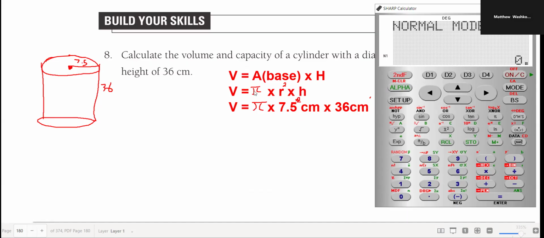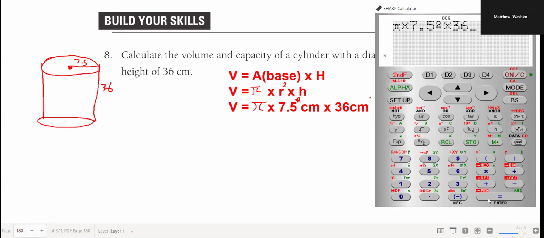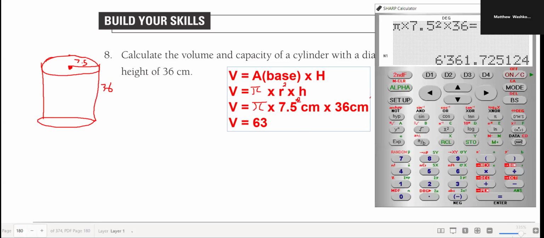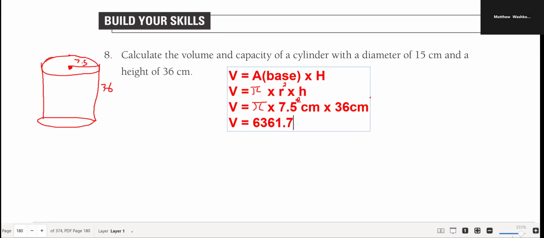So it's a circle. So my base area is pi times r squared. And that gets multiplied by the height, right? So pi times 7.5 squared times 36 gives me 6,361.7. The volume is equal to 6,361.7 cubic centimeters. Yay, I'm done. No, I'm not. It wants the capacity as well. Read the question carefully. So that means I have to turn this into the capacity.